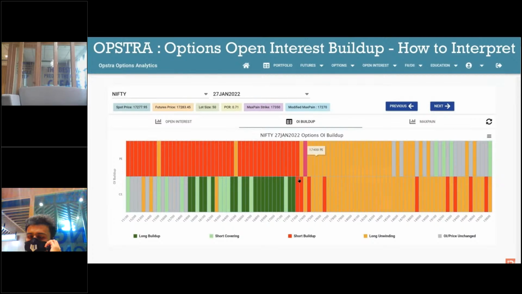When there is a long build-up in a call option, it means it's bullish. And when there is long unwinding, then it is bearish for the call option.